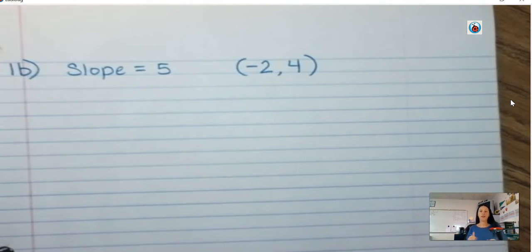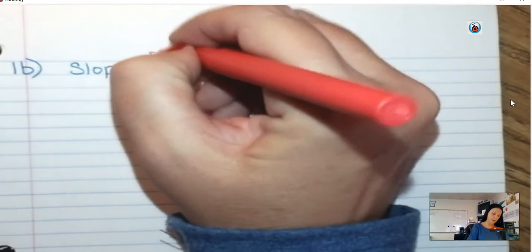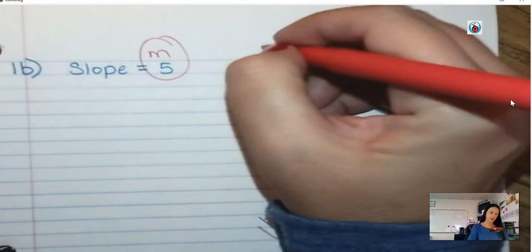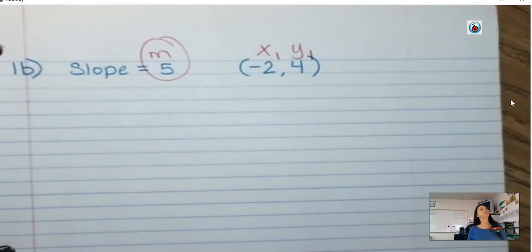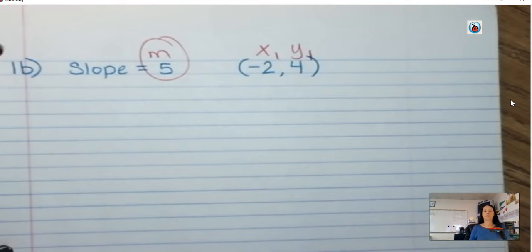So first, if it helps you, label everything. Slope is really the letter M. This will be X, this will be Y. We'll put little sub 1s on it. Okay, first, go ahead and put that into point slope form. Point slope form: Y minus Y sub 1 equals M times X minus X sub 1.